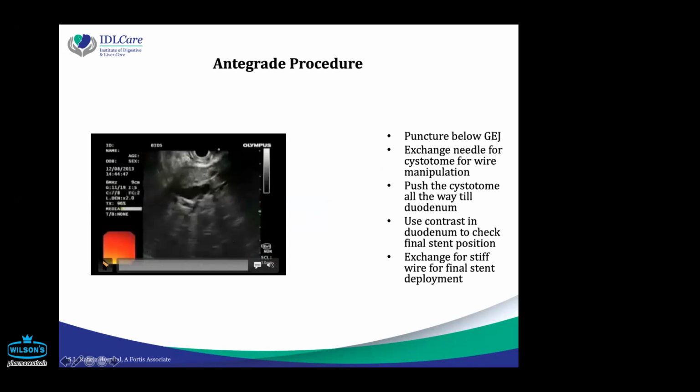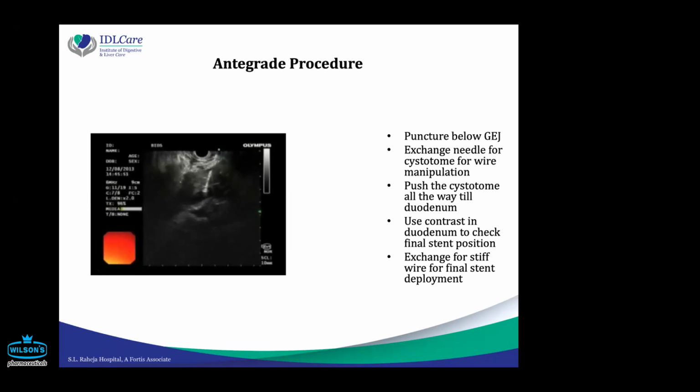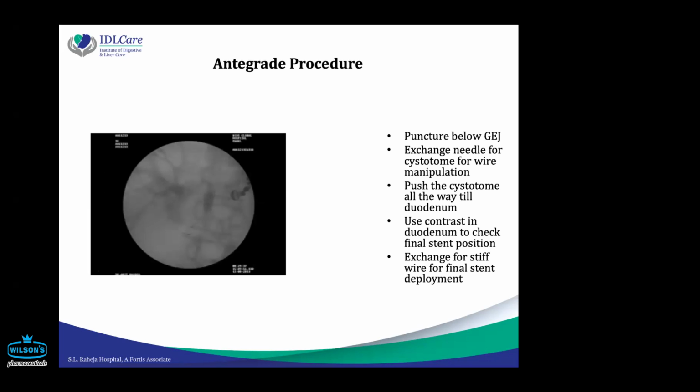Antegrade procedure is the same. It begins the same way, but then you do not place a stent in the stomach. What you do is you pass the wire all the way down across the papilla into the duodenum or jejunum in postoperative cases, and then you place a stent just like how it is done in PTBD. So the stent does not come out through the stomach. It comes out through the papilla.